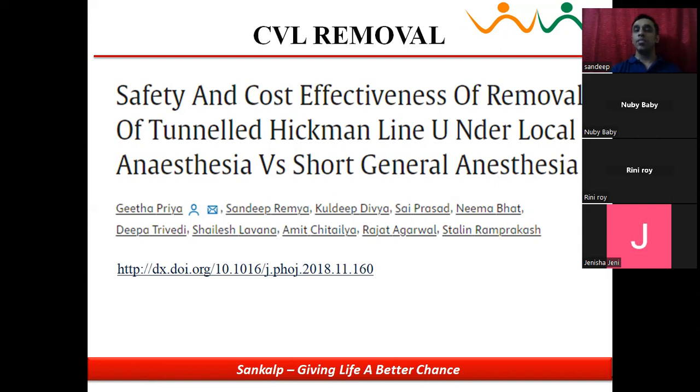But the best practice that we follow in our setup is local anesthesia, and we are removing without any complication. However, after removing, we have to closely monitor and see whether there are any issues for the patient.